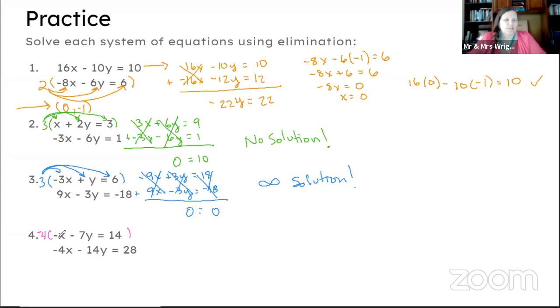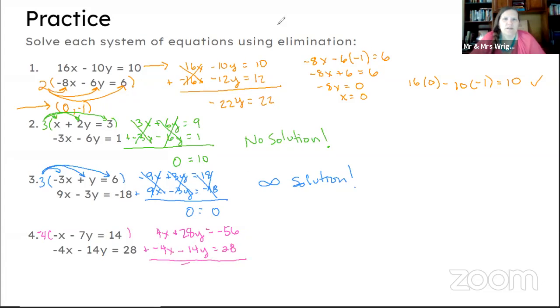So negative 4 times negative x is positive 4x. Negative 4 times negative 7 should be 28, but I want to multiply it just to be sure. It is a positive 28. Negative 4 times 14y is negative 56. All right, now I'm going to add the second equation here, plus a negative 4x minus 14y equals 28.